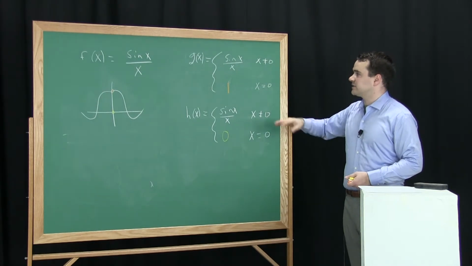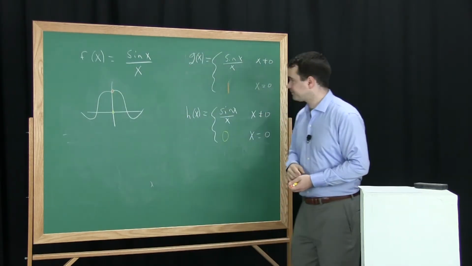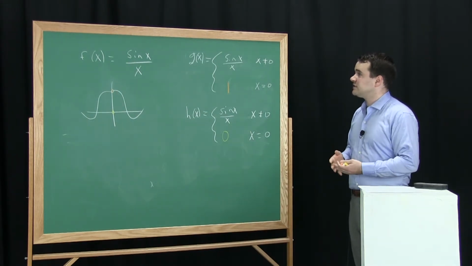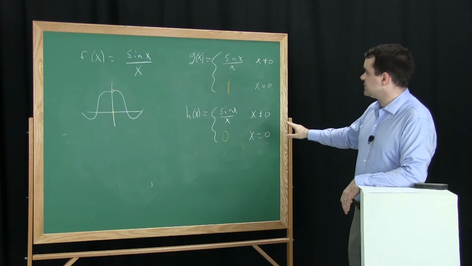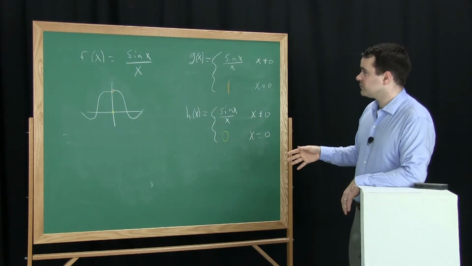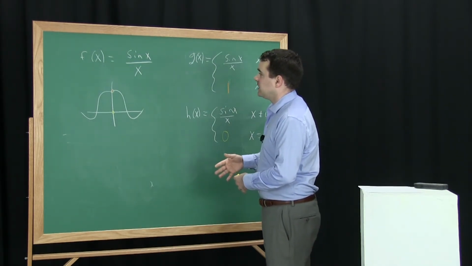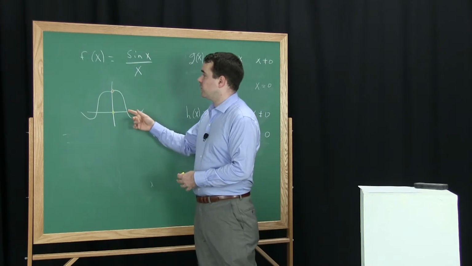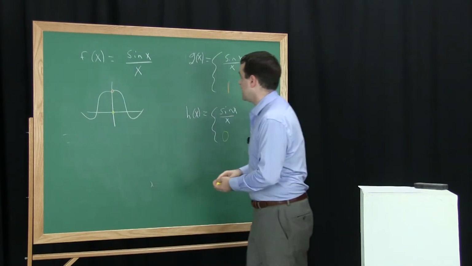The graph of g of x, you see that it's the white part, and then that one hole is filled in. And the difference here is that one of these functions is continuous at x equals 0, and the other one is not. So the one that's continuous, it's going to be the function where the limit of the function as x goes to 0 is equal to the value of the function.